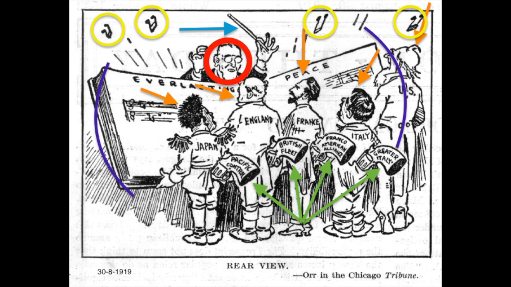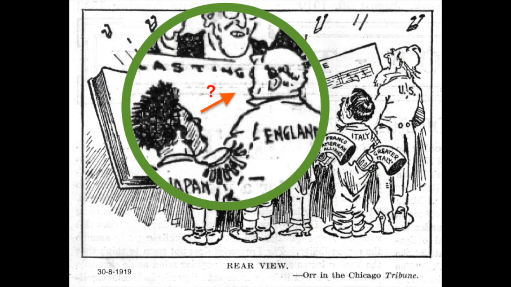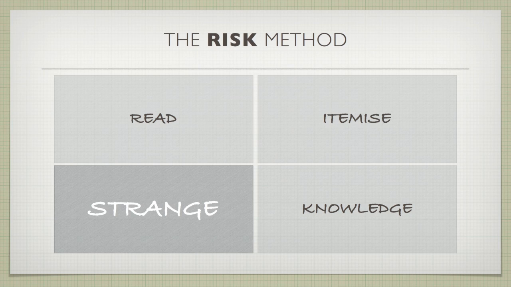Now let's look for some smaller details. For example, Japan's face is the only one not focused on the conductor. The US is the only singer without a gun. Are these small items important? Let's keep them in mind as we move to the next step of RISK, strange.